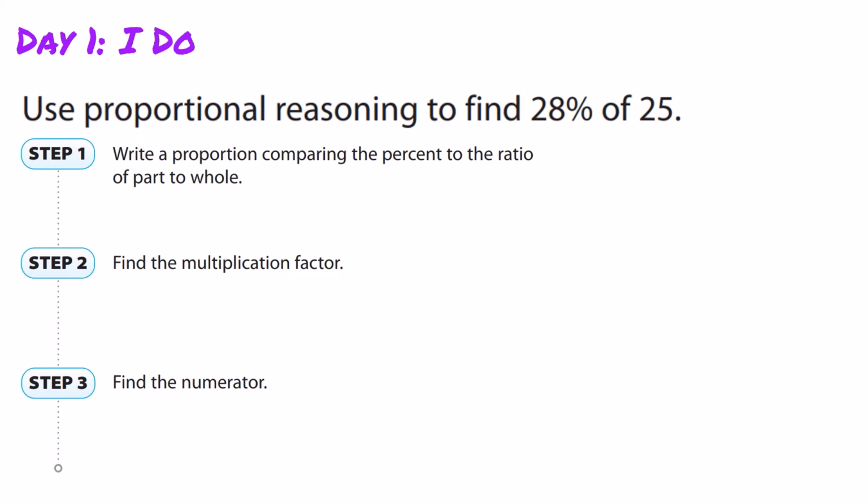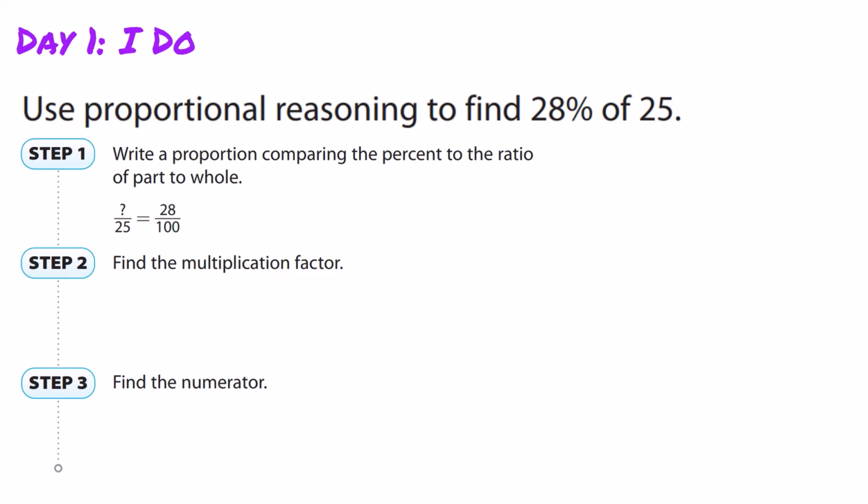We will use proportional reasoning to find 28% of 25. First, we will write a proportion comparing the percent to the ratio of part to whole. We have our proportion set up. We have 25 as our whole. We do not know what our part is. And we have 28 for our percent. And we have 100 as the denominator because a percent is simply a fraction of 100.